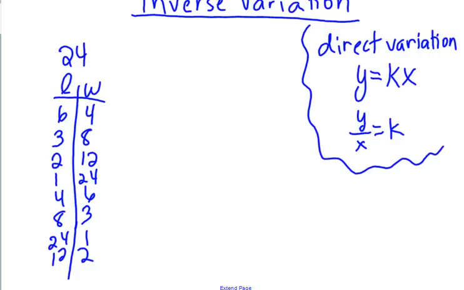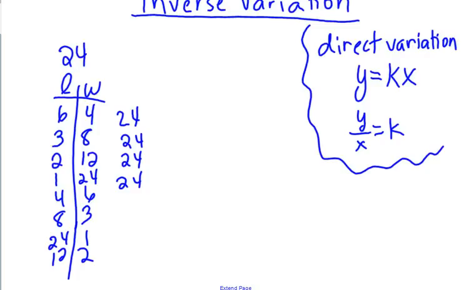So all of these, what do you notice about each of these? What is 6 times 4? 24. And 3 times 8 is? 24. And 2 times 12 is 24. And 1 times 24 is 24. And the same is true for all of these, right? Because basically what we did was we found all of the factor pairs for 24.